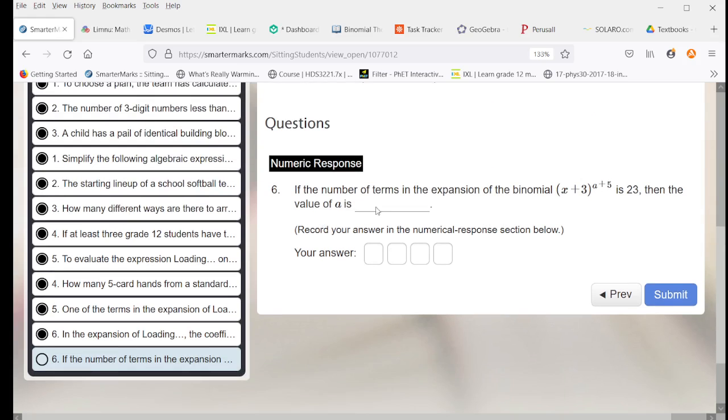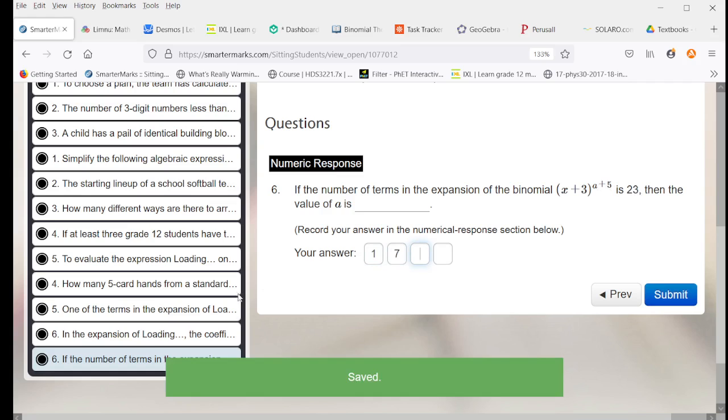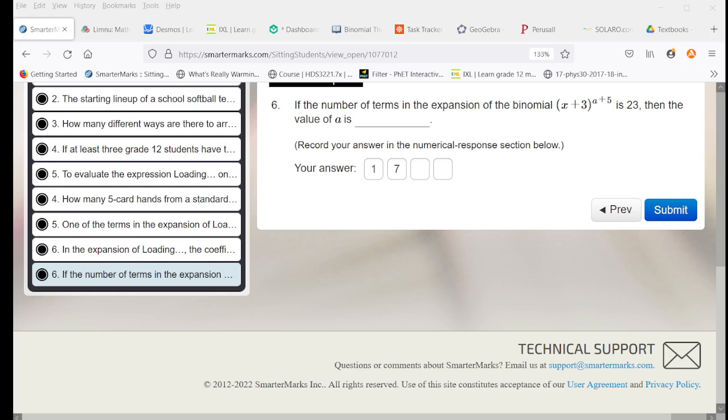And finally, if the number of terms in the expansion of this binomial is 23, then the value of a is, well, the number of terms in this expansion is going to be the exponent plus 1. So if there's 23 terms, this exponent is 22, which means a itself has to be 17. And this concludes the solutions to the Unit 6 exam.